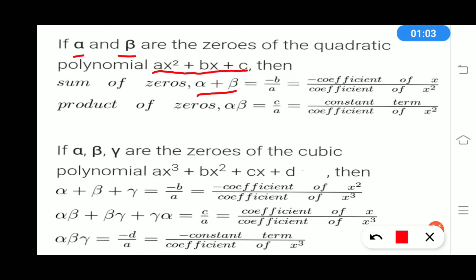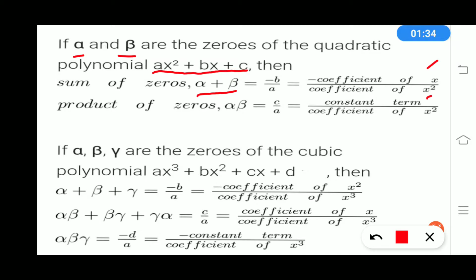So equal to minus b by a, where b is the coefficient of x, that means coefficient of x divided by a, that means coefficient of x square. That means the sum of zeros, alpha plus beta, equals minus b by a, equals minus coefficient of x divided by coefficient of x square.